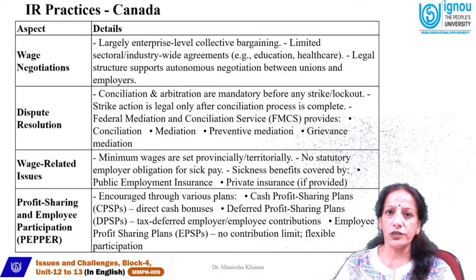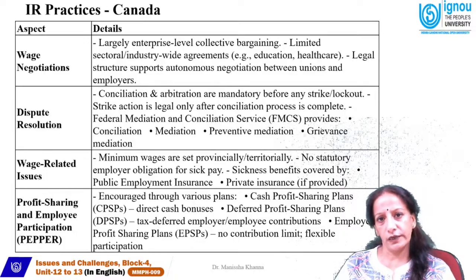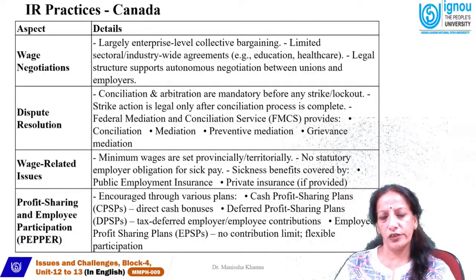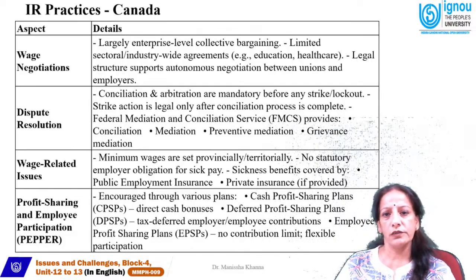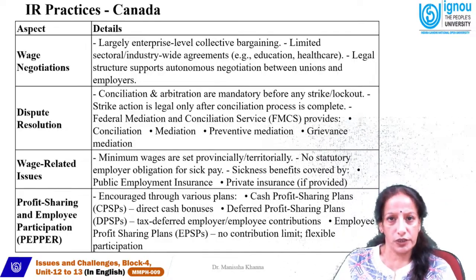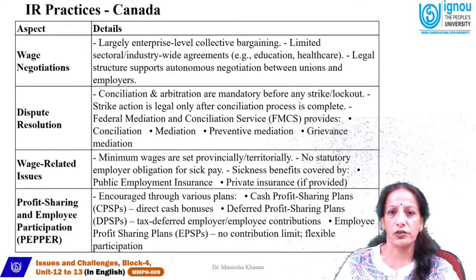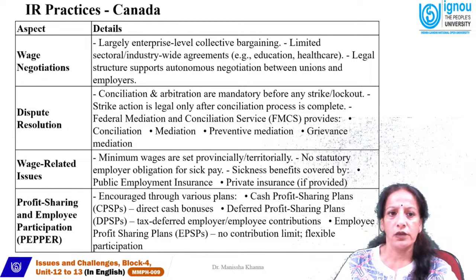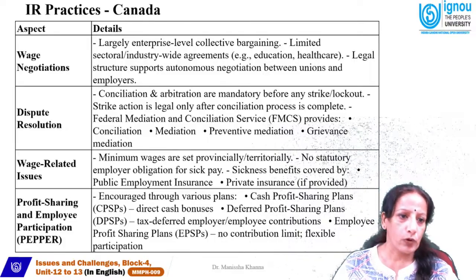Wage negotiation is mainly at the enterprise level, where collective bargaining is limited. The industry-wide bargaining is mainly in education and healthcare. The legal structure supports autonomous organizations between unions and employers.